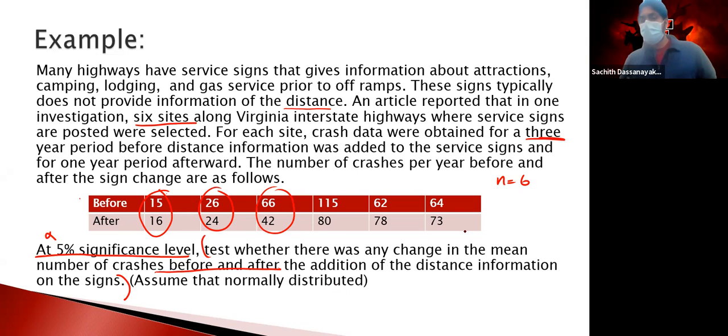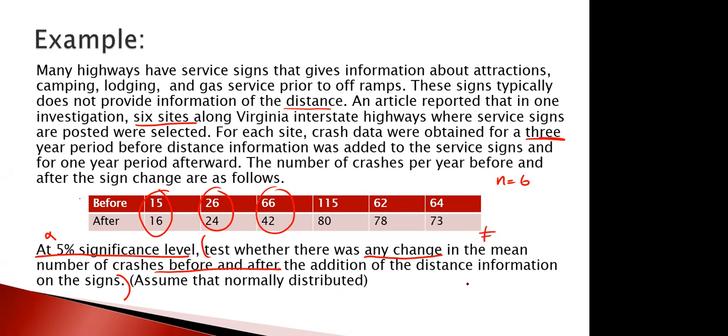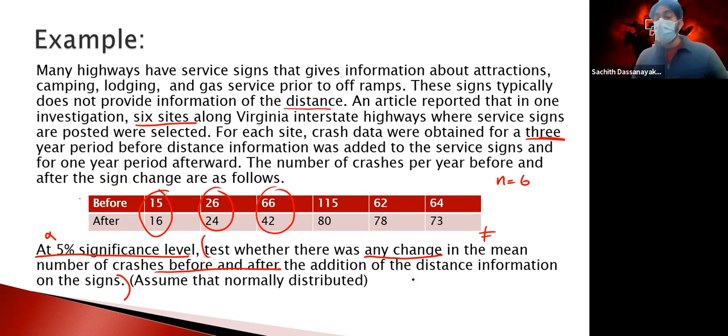So what does that mean? Is it going to be one tail or two tail? Any change means two tail. Yes, it is two tail, which means not equal. Crashes before and after. First of all, you have to mention what your mu1 is and what your mu2 is. Then you can say mu d is this. I'll consider mu1 as the mean crashes before. Mu2 is the mean crashes after.